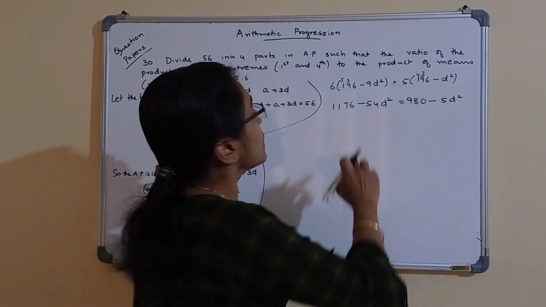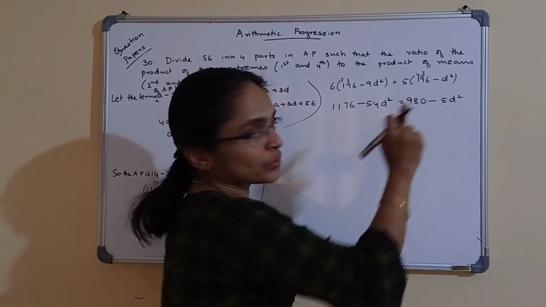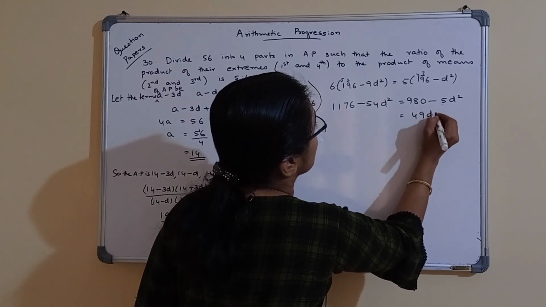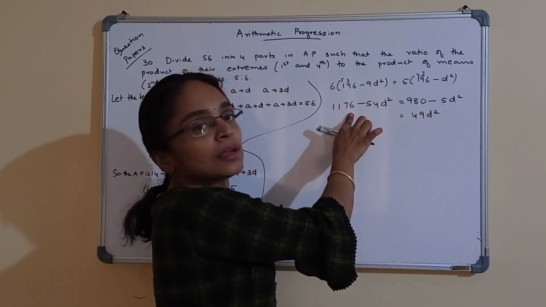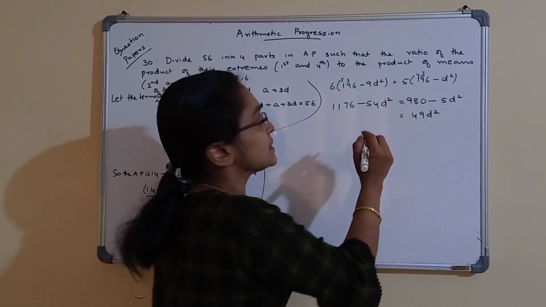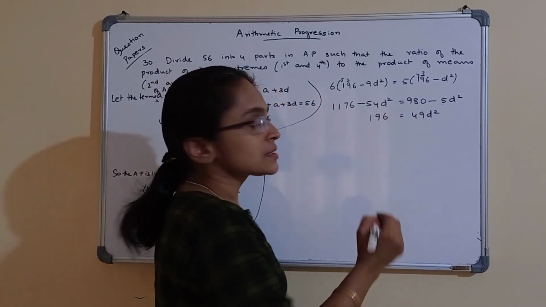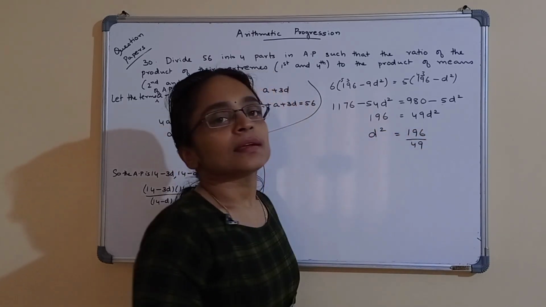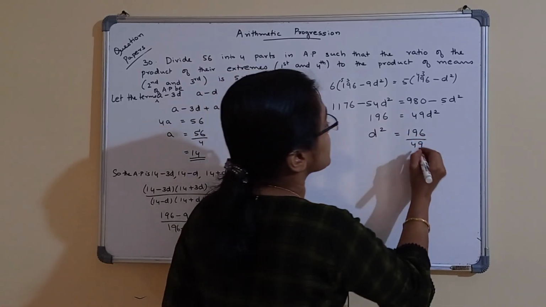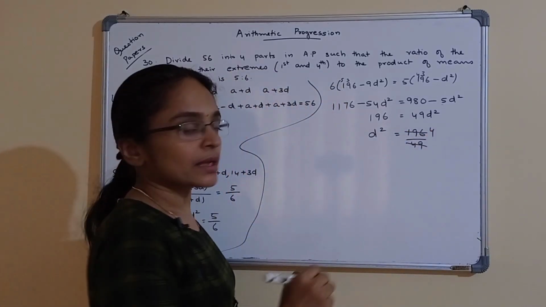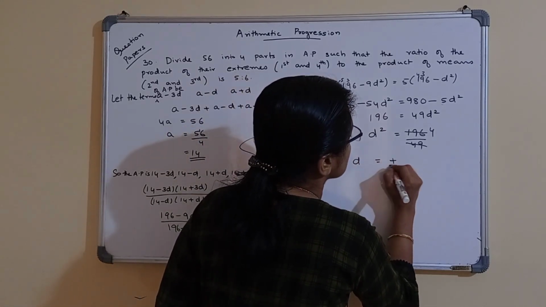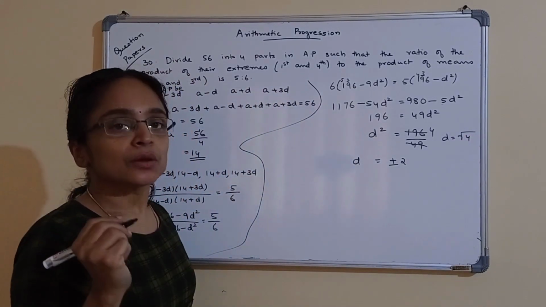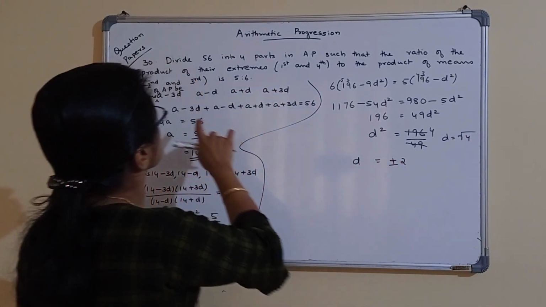Now, bringing this minus 54d square to the right hand side, we will get 54 minus 5d square, which is 49d square. And bringing this to the left hand side, we will get 1176 minus 980, which is 196. So d square is equal to 196 by 49, and 49 will go in 196 4 times. So d equal to root of 4, which is equal to plus or minus 2. So we got d as plus or minus 2.